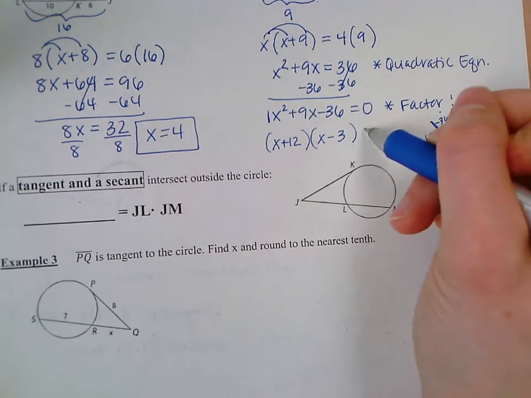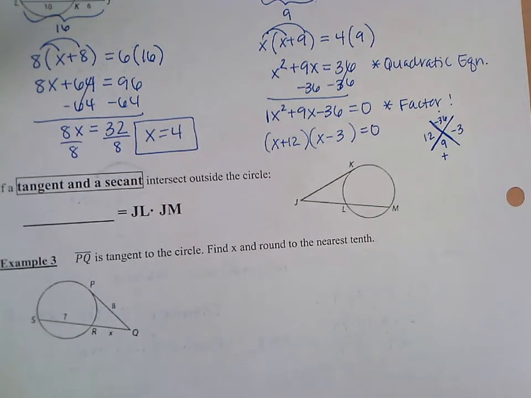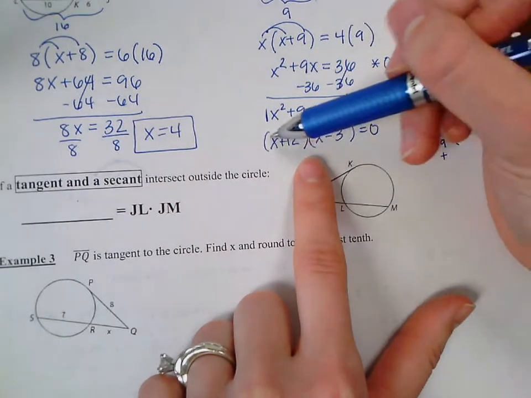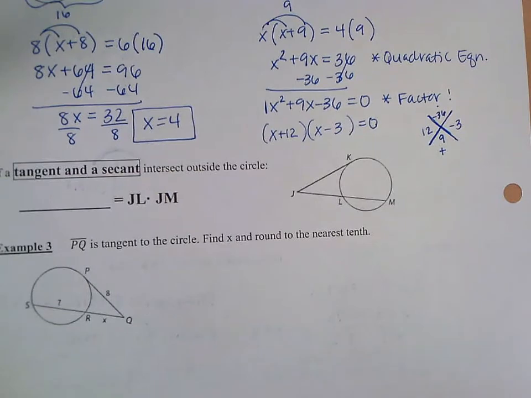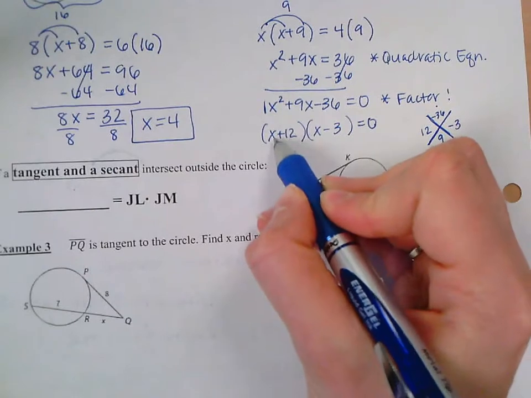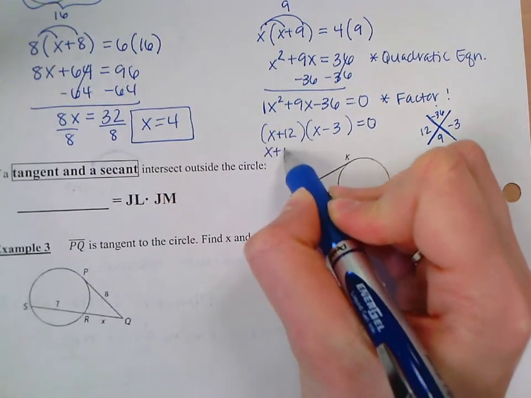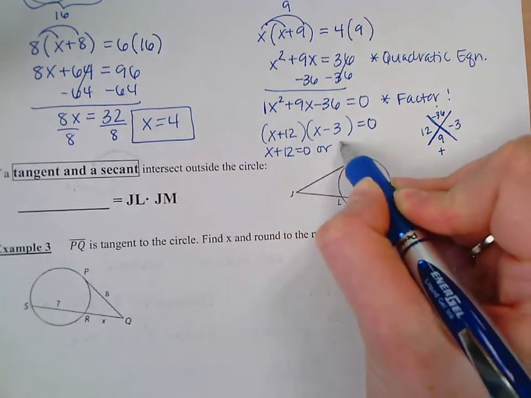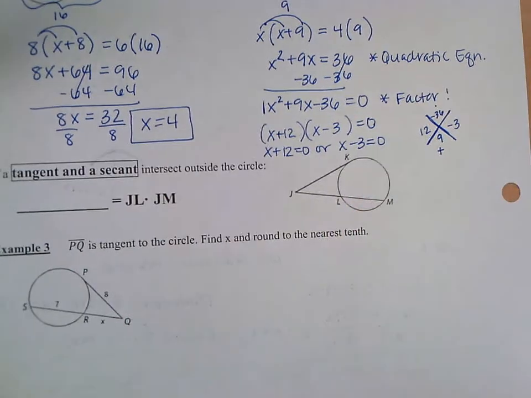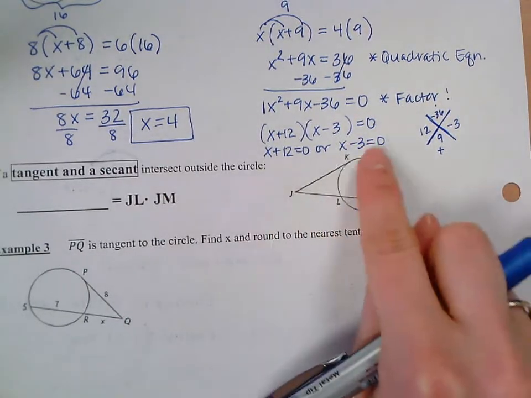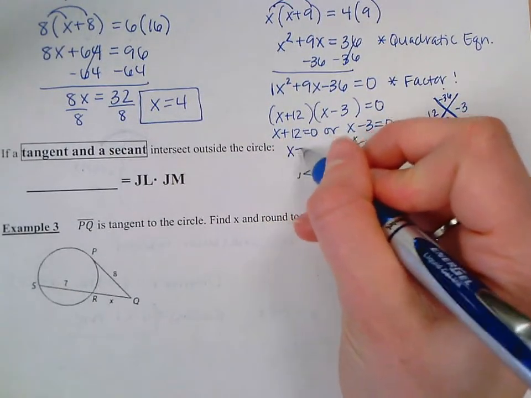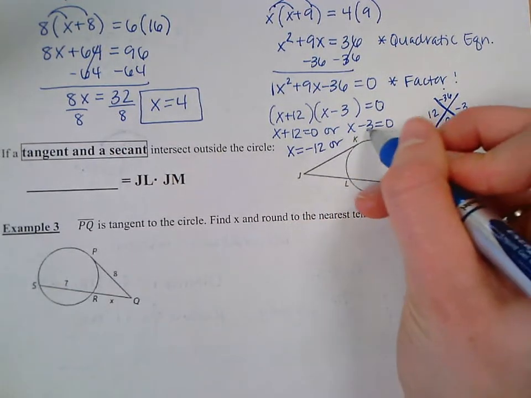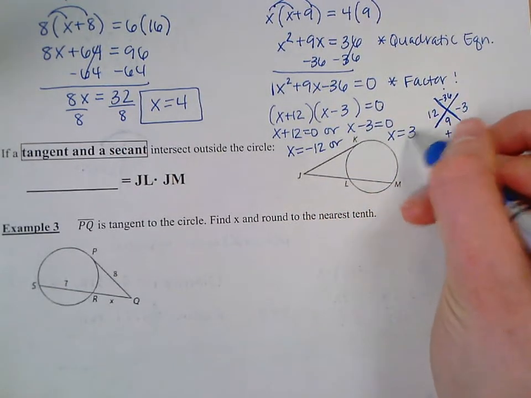And then since this is equal to 0, why we factor is you have these two quantities multiplied to 0. That means one of those two quantities must be 0, because in order to multiply to 0, one of them has to be 0. So you set each of these equal to 0. So either x plus 12 is going to equal 0, or x minus 3 will equal 0. And then you would solve both of these. So for this one, I would subtract 12, meaning x would be negative 12. Or in this one, I would add 3, so x would be positive 3.